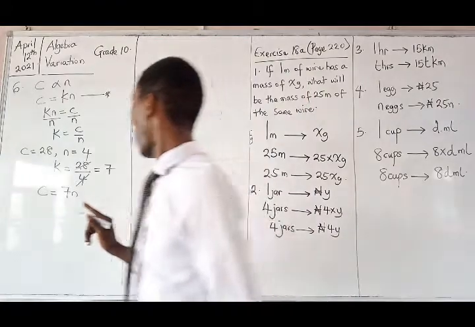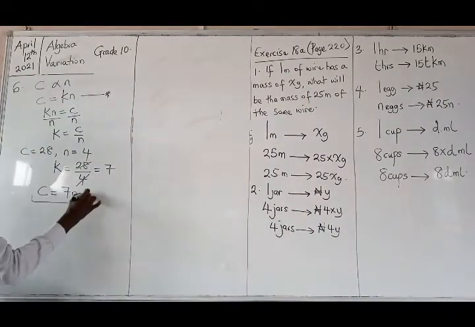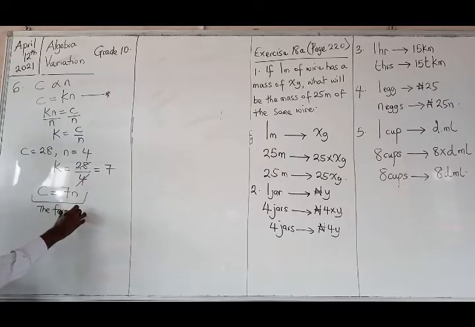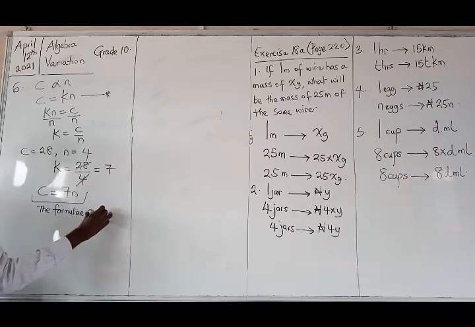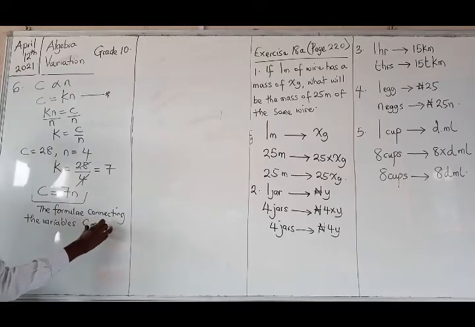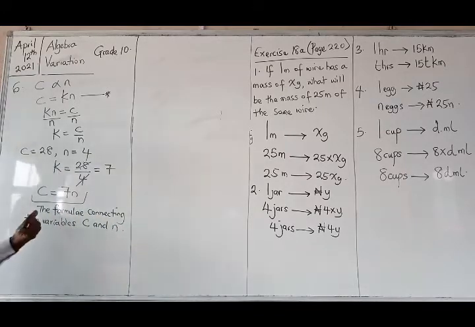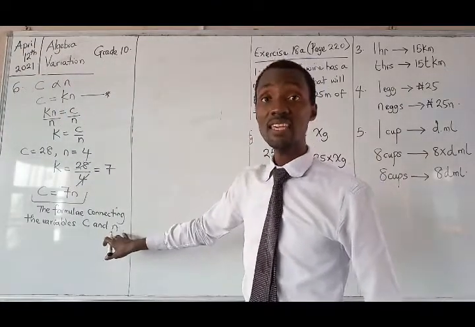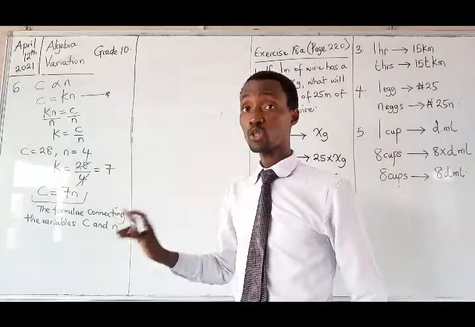That is what we call the formula connecting the variables. What you have gotten now is what is called the formula connecting the variables C and n. So in this setup, we are using C and n. This is the formula connecting the variables C and n. Please take note of that.